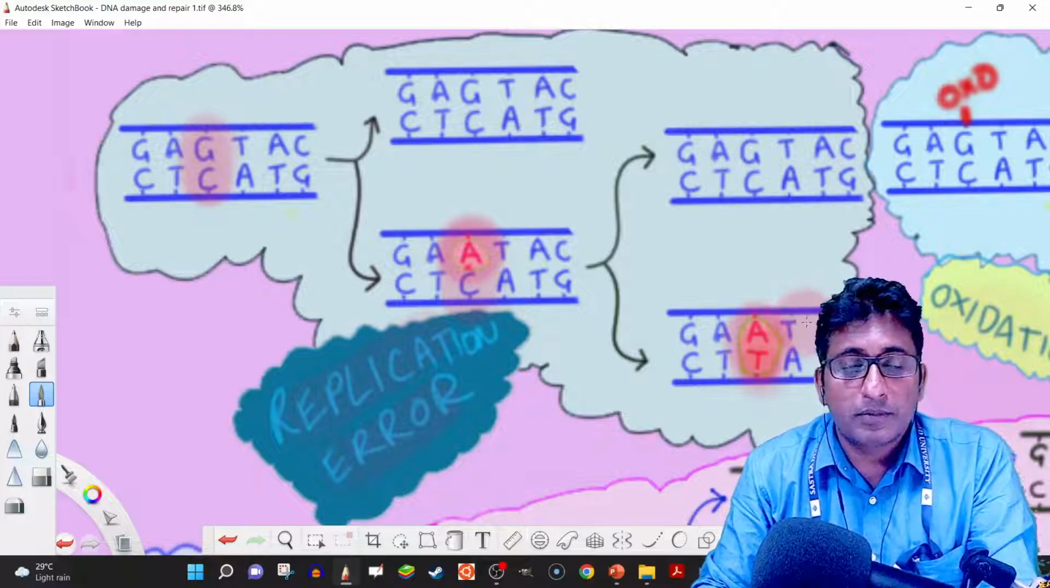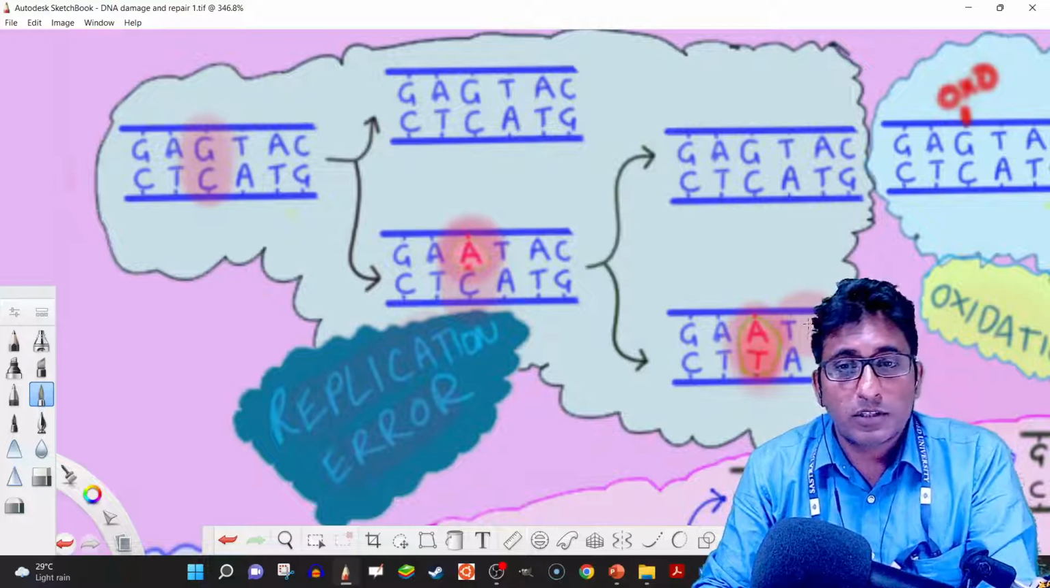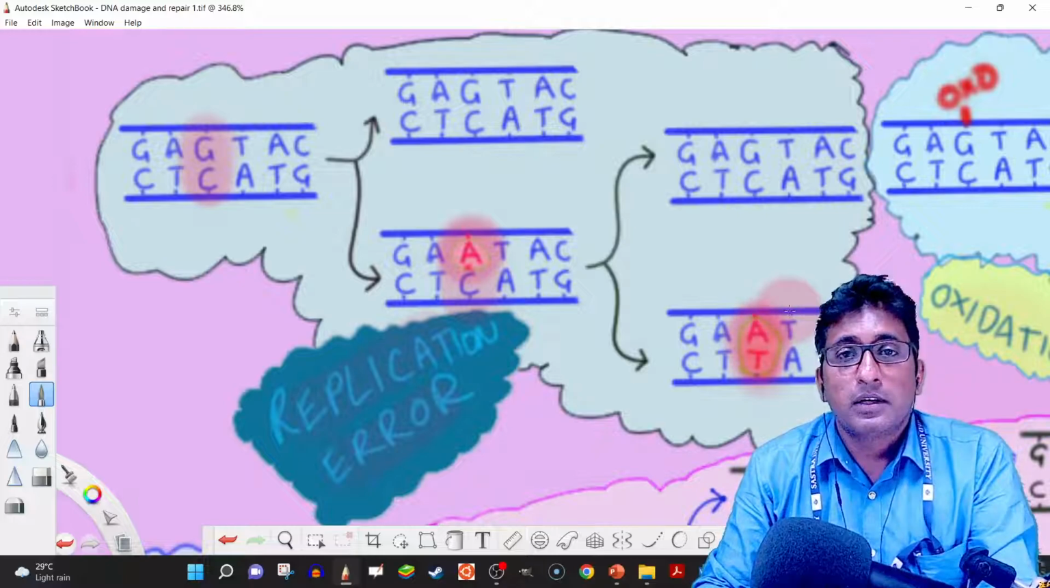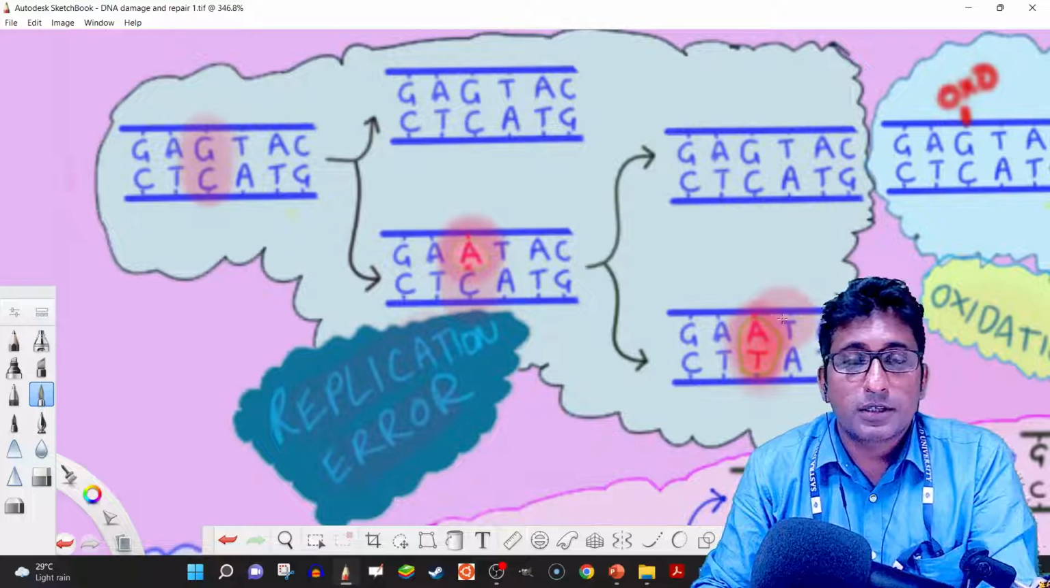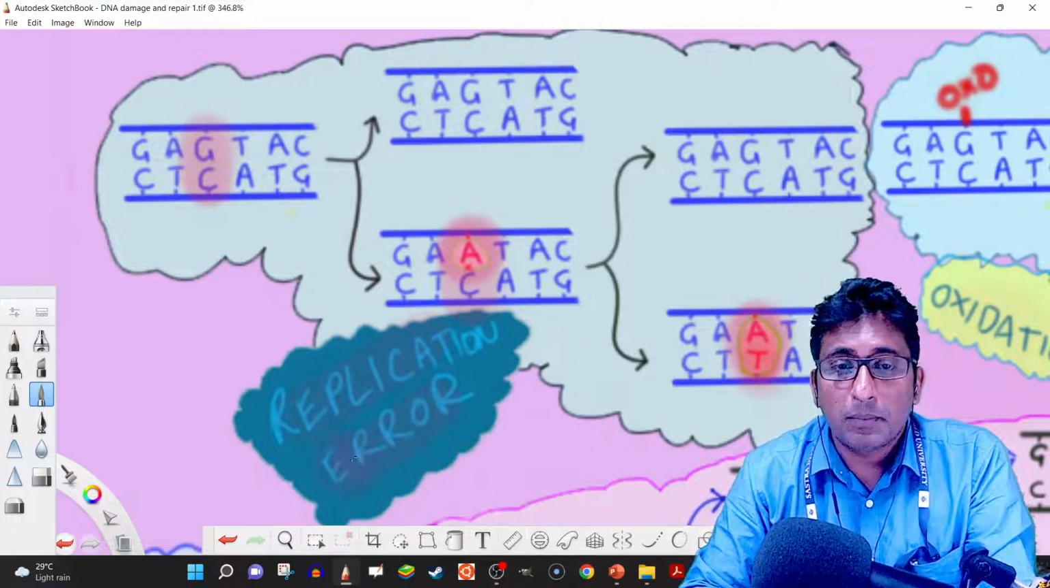If we try to describe it in terms of mutations, it is a transition event. It is a point mutation. Transition because a purine is replaced by a purine, guanine substituted by adenine. So those are replication errors.